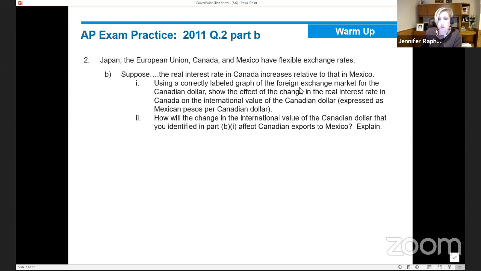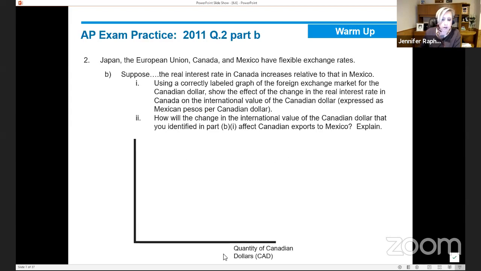As soon as you see the foreign exchange market for the Canadian dollar, you know that you have to have quantity of Canadian dollars on your horizontal axis. And since we are looking at the international value of the Canadian dollar, we want to know the price of the Canadian dollar in pesos. So they've asked us to express that as Mexican pesos per Canadian dollar. That's how we'll label our vertical axis. And if you want to use an abbreviation, you can use the standard symbol for Mexican peso and CAD. This is peso per CAD expressed this way.